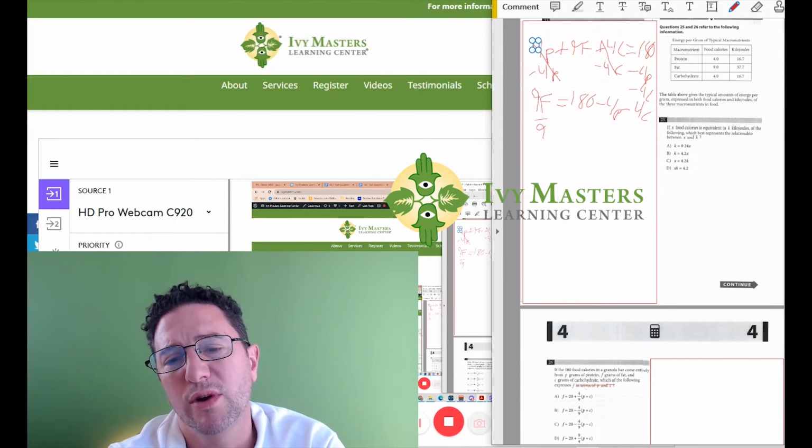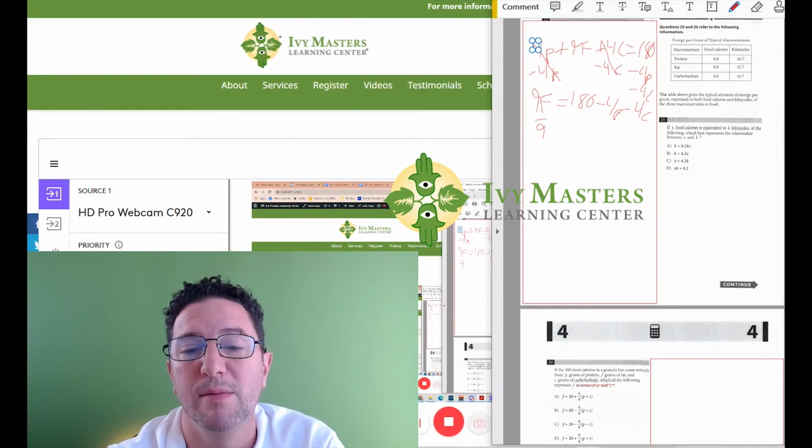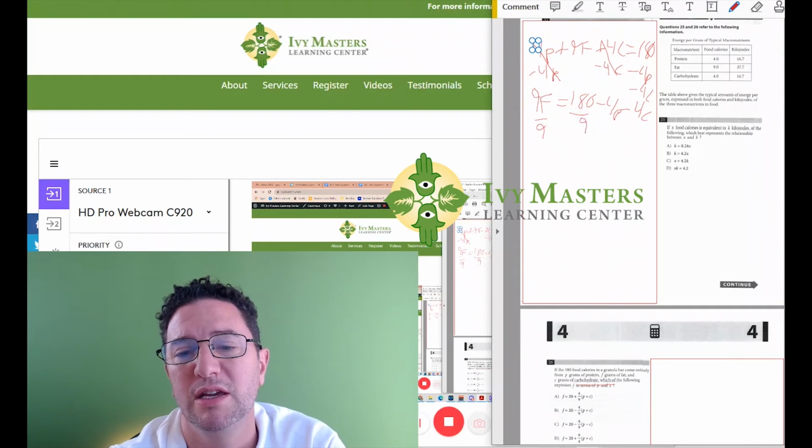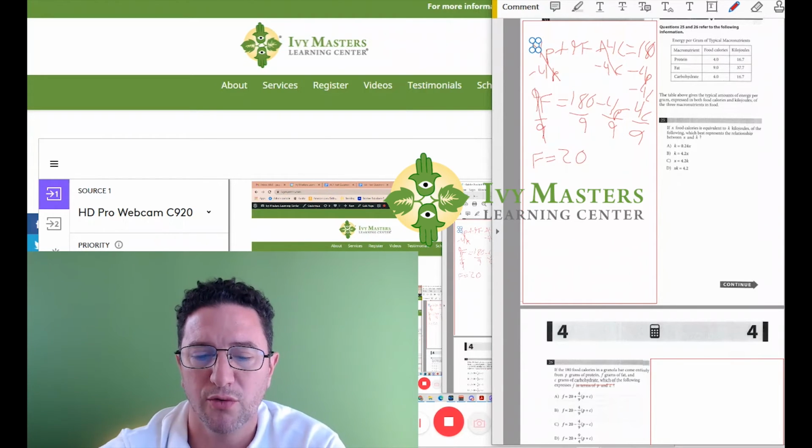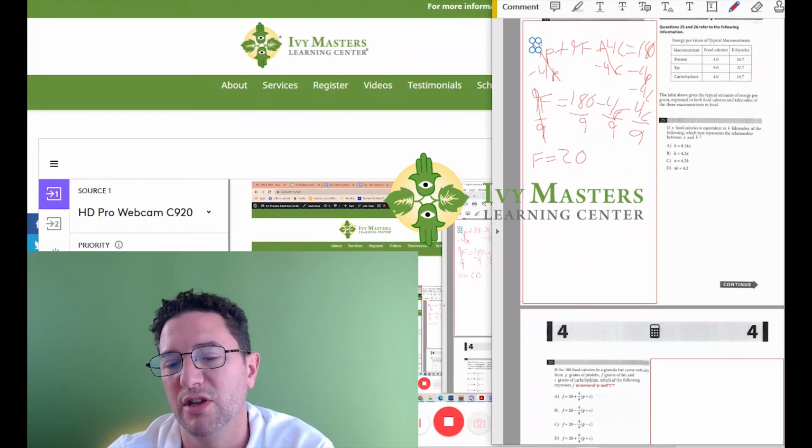Now when I divide the right side by 9, I can put the whole thing over 9, but remember it's the same as putting each thing over 9 individually. This cancels, F equals 20. So if you're wondering where the 20 came from, now you know.